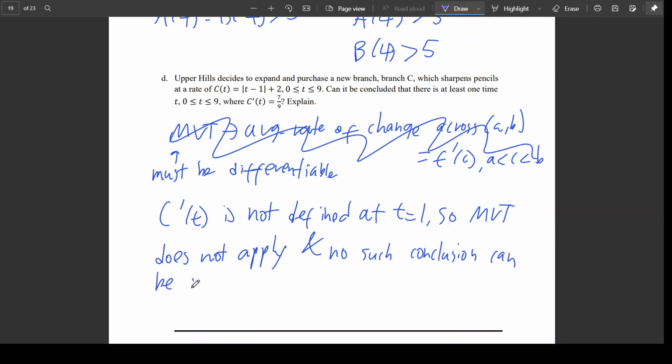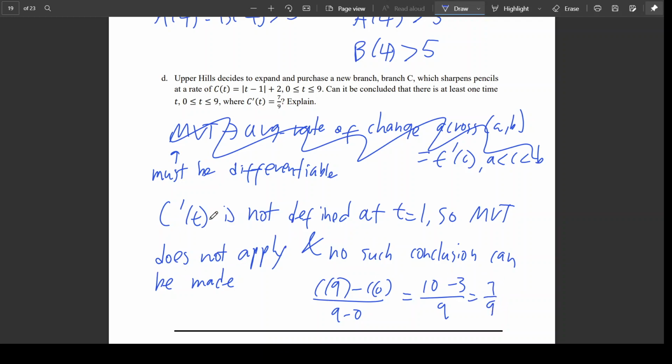You'll notice though, if you actually do calculate the average rate of change across 0 and 9, you do get 7 over 9, because that's going to be c of 9 minus c of 0 over 9 minus 0. C of 9 is 9 minus 1 is 8, plus 2 is 10, minus c of 0 is going to be 0 minus 1 is negative 1. Absolute value of that is 1. 1 plus 2 is 3, over 9, which is 7 over 9.